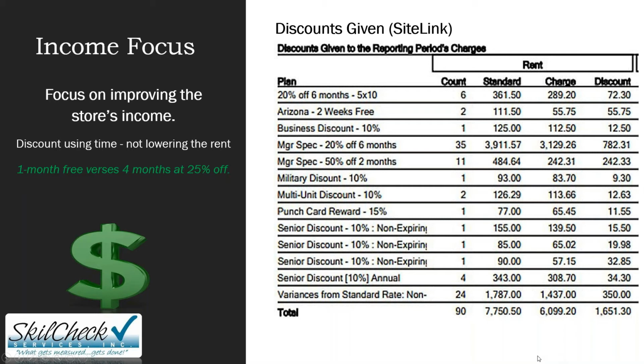But remember, I would rather see you giving 1 month free versus like 4 months at 25%, because the customers sometimes get used to that, or even the special 20% off for 6 months. I don't particularly like that special because it gives them that lower rate for so long. And then when they get to the end of the 6 months, they're like, oh my gosh, that went up so much, when it wasn't terrible. So I like to get them in free or something the first month.